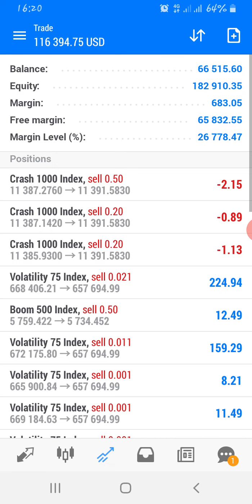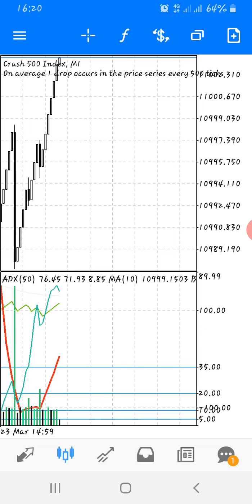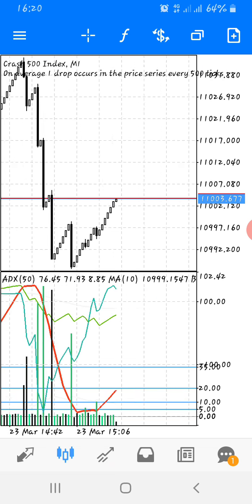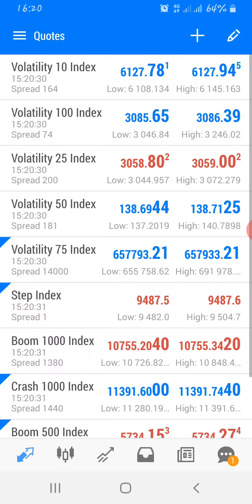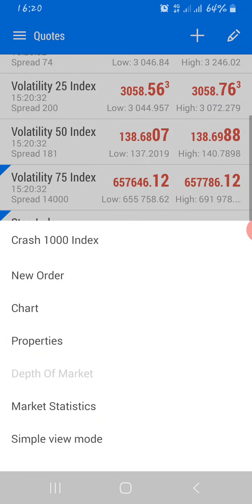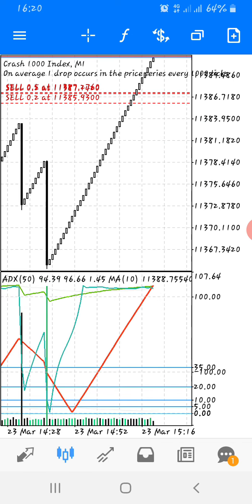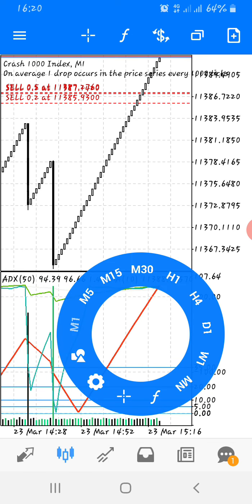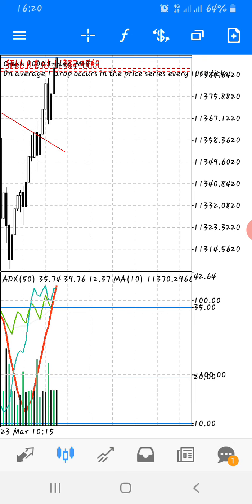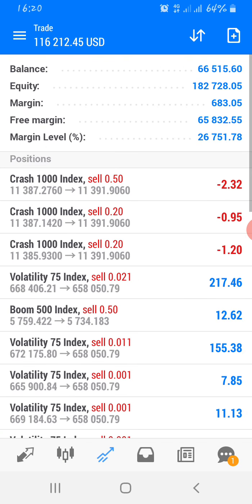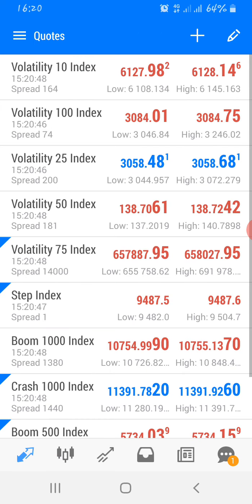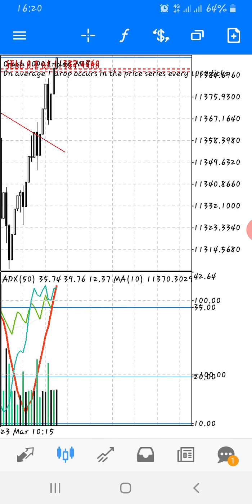So you can see we are still waiting for the spike for Crash 1000, guys. After 10 candles, wow, guys, look what we got here. Crash 1000. We're still waiting for the spike. You can see still running on loss. We're still waiting for the spike.